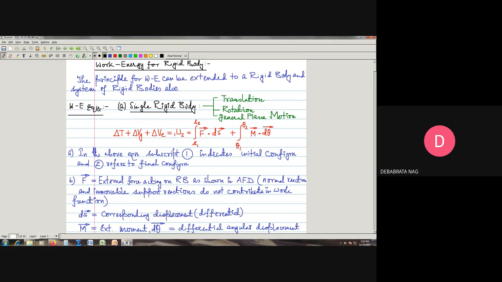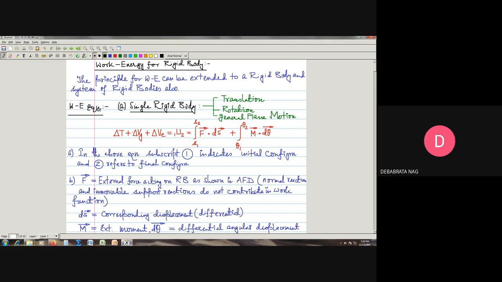The rotation in a GPM can be considered with respect to any fixed point, any point on the body, but in this case we will consider it to be the rotation about the center of mass of the body.